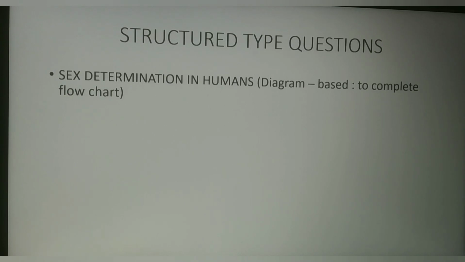That is, blanks will be given at certain regions. Like for example, the region where gametes have to be written, then one or two offsprings, the next generation individuals, the genotype will be given, and you will be asked to fill up the other blanks. So such type of questions you can expect from sex determination in humans.